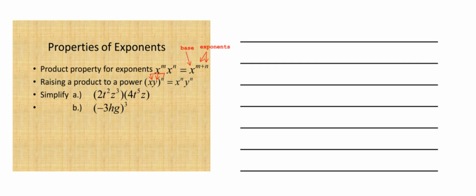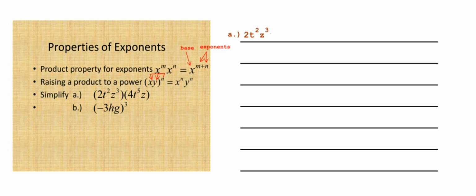Let's try simplifying for a: 2 times t squared times z to the third, times 4 times t to the fifth times z. And b: negative 3hg, all raised to the power of 3. Okay, let's start with the first one.